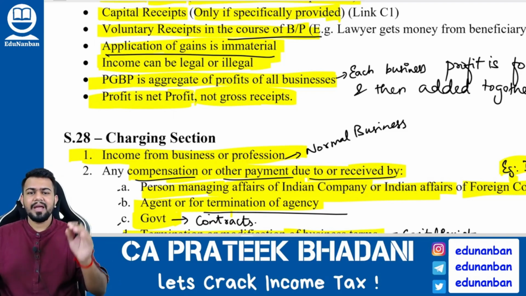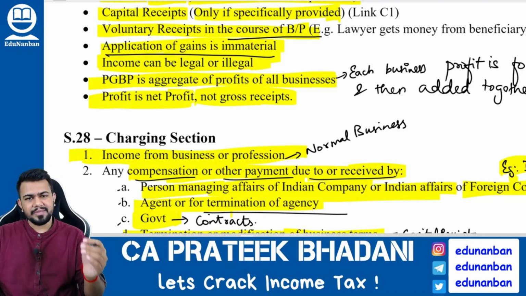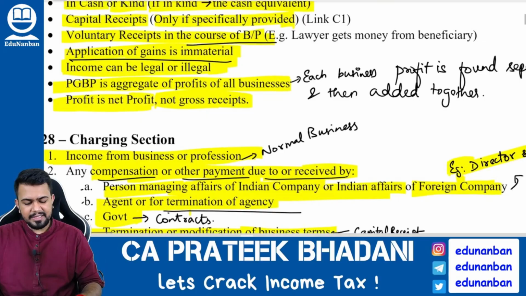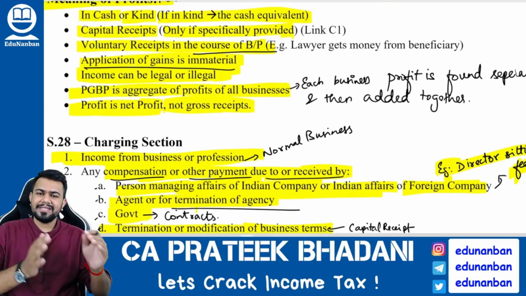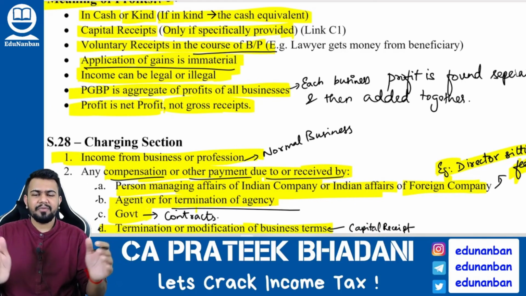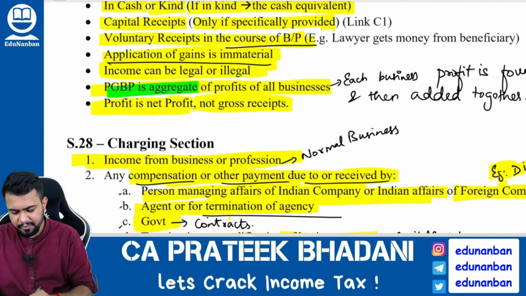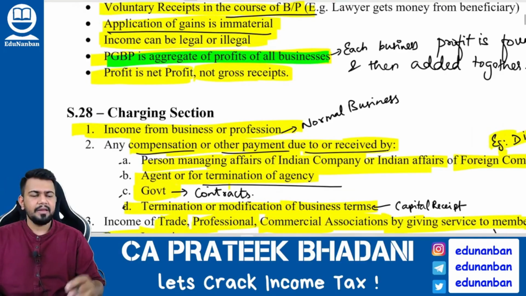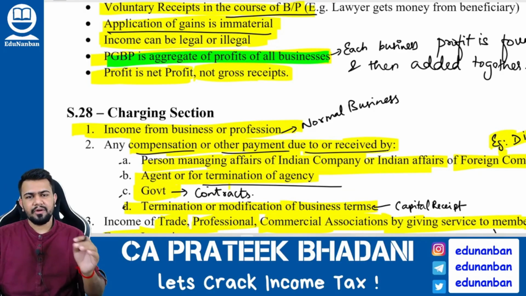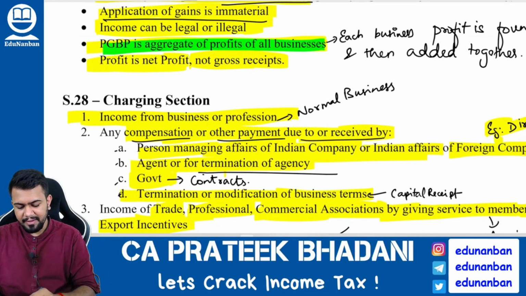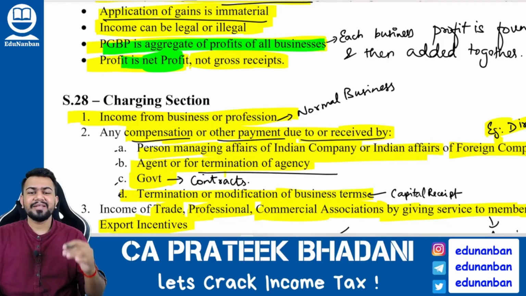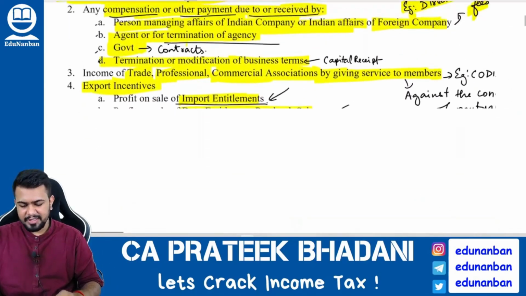What is the concept? A person can have more than one business also. In such case, find out the profit of each and every business, then add all the profit together. The entire amount is called PGBP income. So it is the aggregate of profits of all the businesses. Then profit means net profit and not the gross receipts. However, the net profit you have to find using the rules that are given in PGBP, by using the computation section.